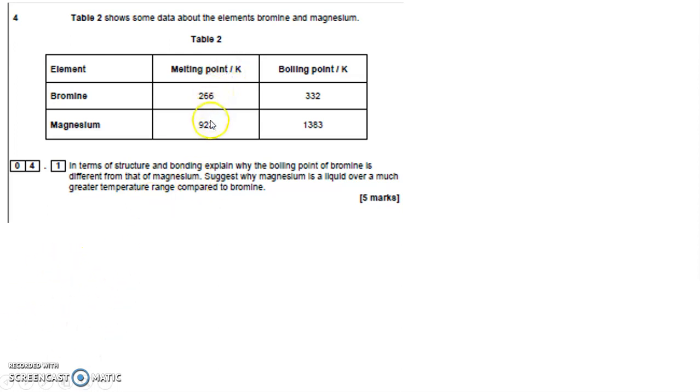If we have a look at it, bromine's a lot lower in terms of melting point and boiling point. And in terms of the difference, we've got a difference of about 66 degrees here, and a much larger difference of over 400 degrees here. So that's something else to note, that there are differences between the melting point and boiling point. Magnesium stays a liquid over a larger temperature range before it starts to boil. So let's have a look then.